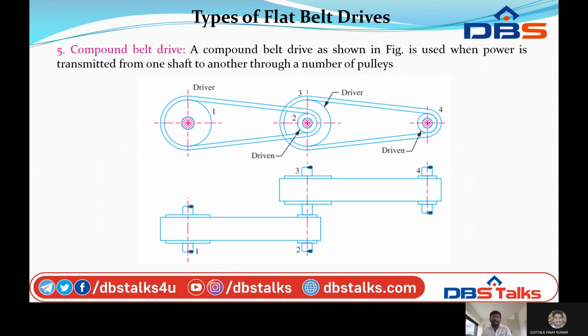So the next type of belt drive is the compound belt drive. A compound belt drive, as shown in the figure, is used when power is transmitted from one shaft to another shaft through a number of pulleys. So we can see the figure. It has two arrangements.